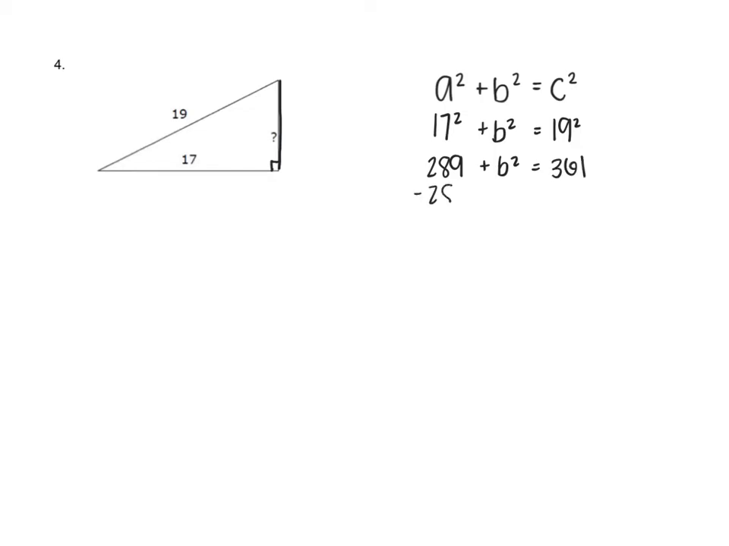We then subtract 289 from both sides, which gives us b squared equal to 72.